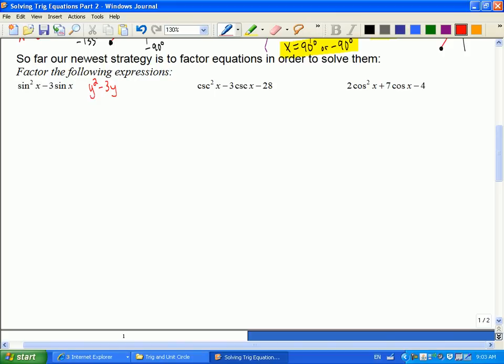Now this isn't something you need to do. I'm just trying to help you see that you already know this. The way I would factor that problem is like this, right? So even though there's that trig in it now, it's going to work out the same way. It's going to be sine of x times sine of x minus 3. Okay.